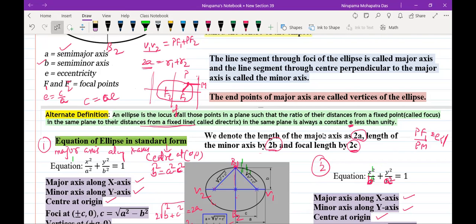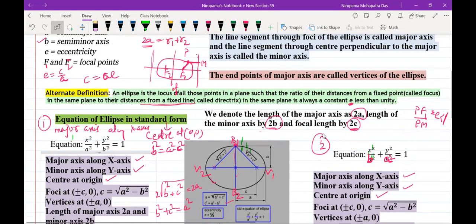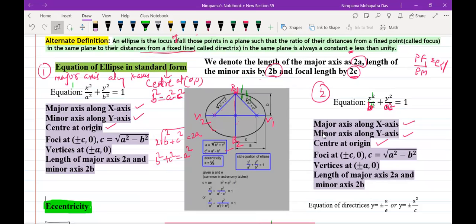I just thought maybe the alternate definition will work. Next one is the equation of the ellipse in standard form. This is very useful, and it will really help you solve the questions quickly, because you always want some shortcut magic so that we can solve the questions very quickly.